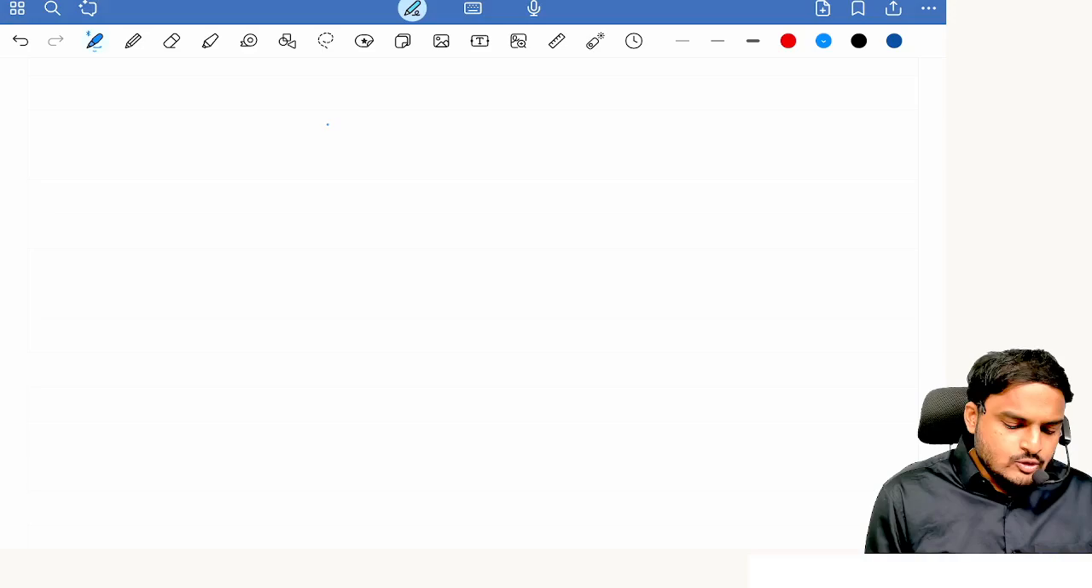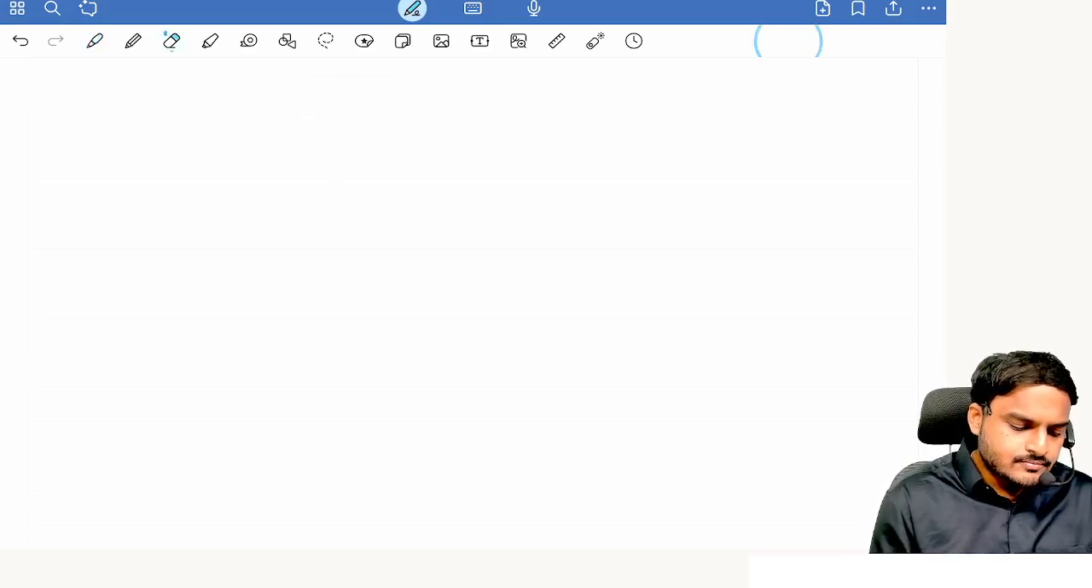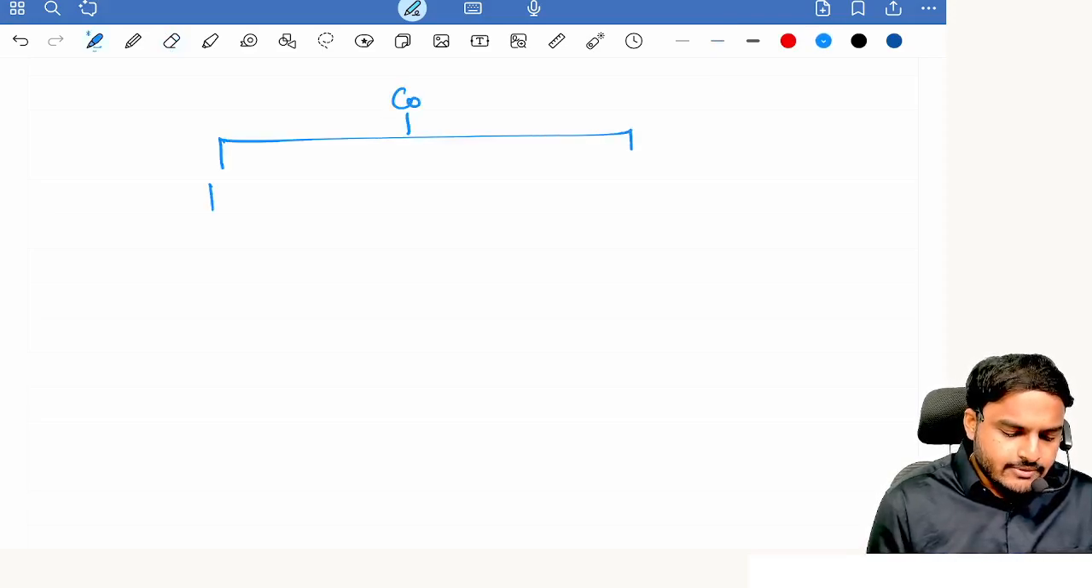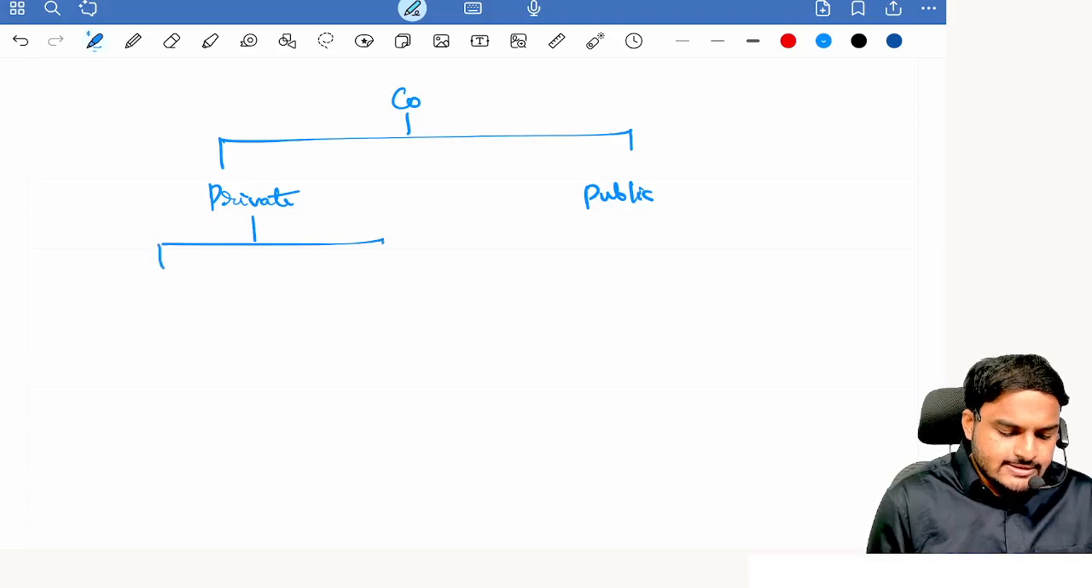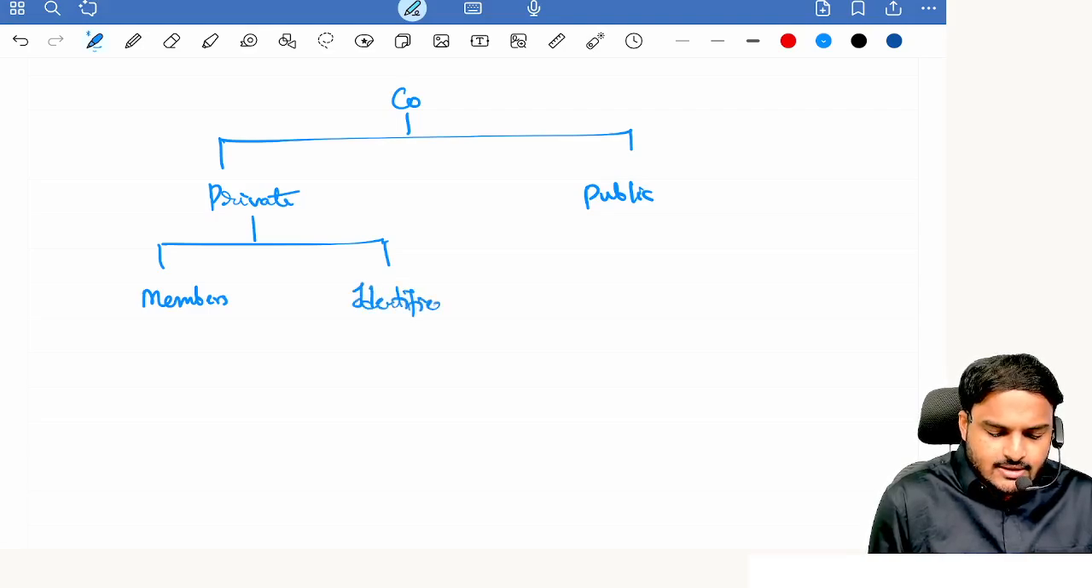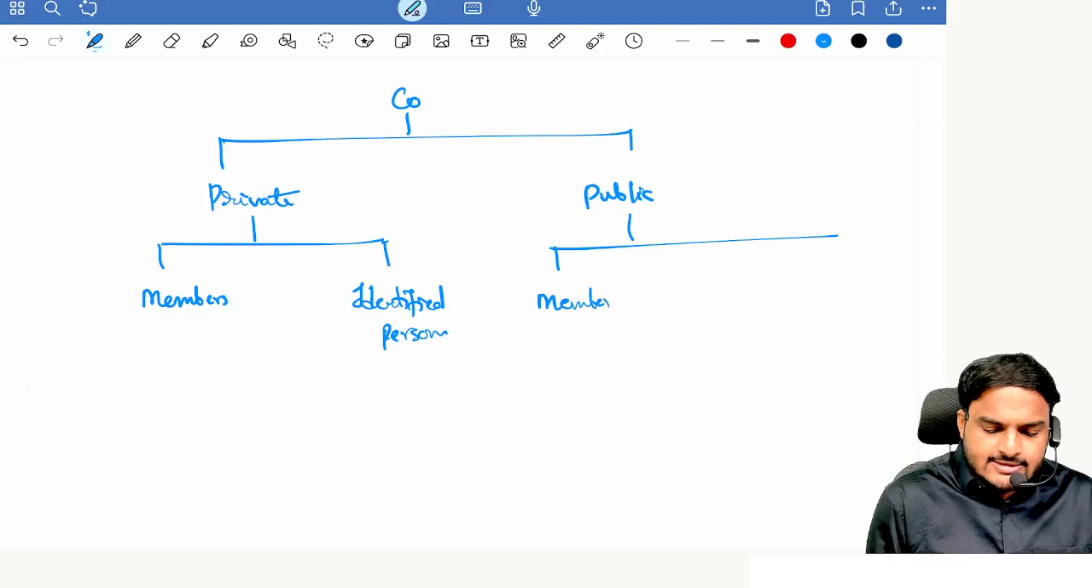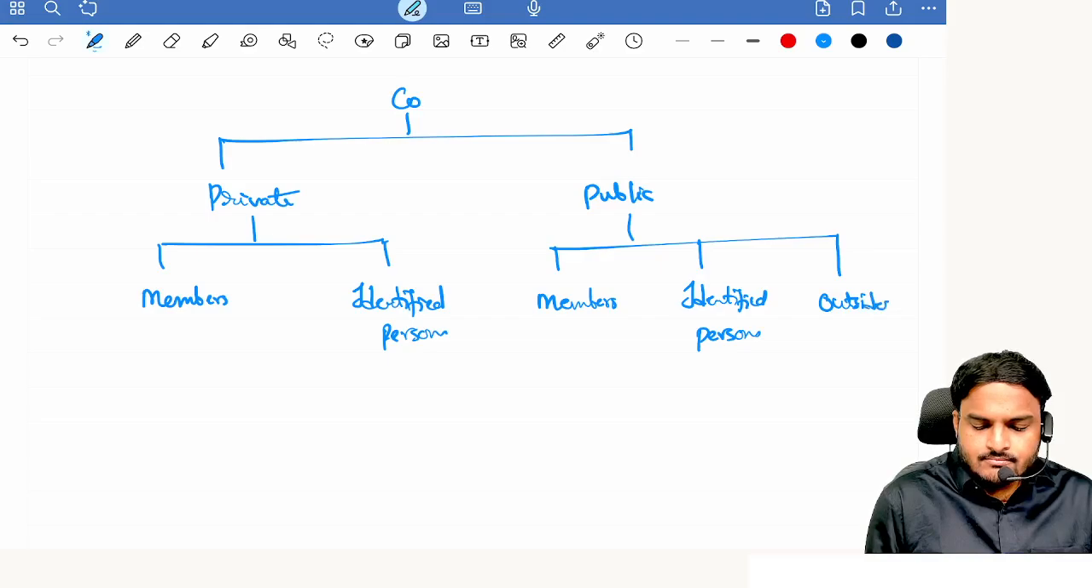Just look at section 23. 2 companies. What are those companies? Private, public. So private company can go to its existing members, and private company can go to identified persons. Whereas public, it can go to existing members, it can go to identified persons, it can also go to outsiders. Public at large.